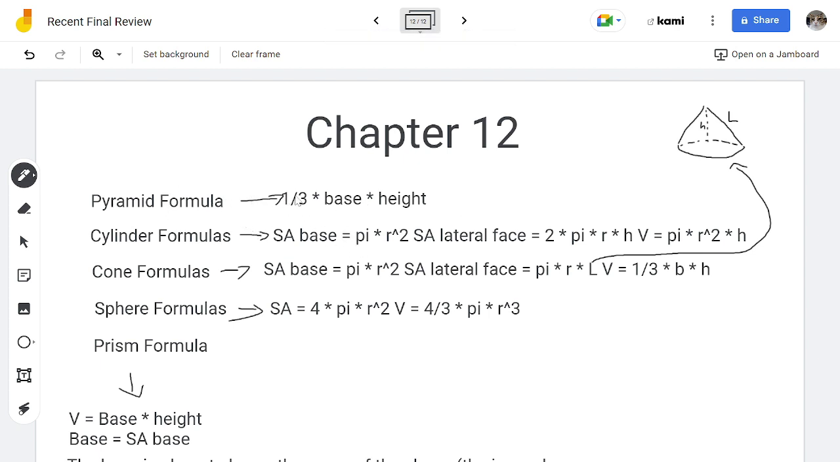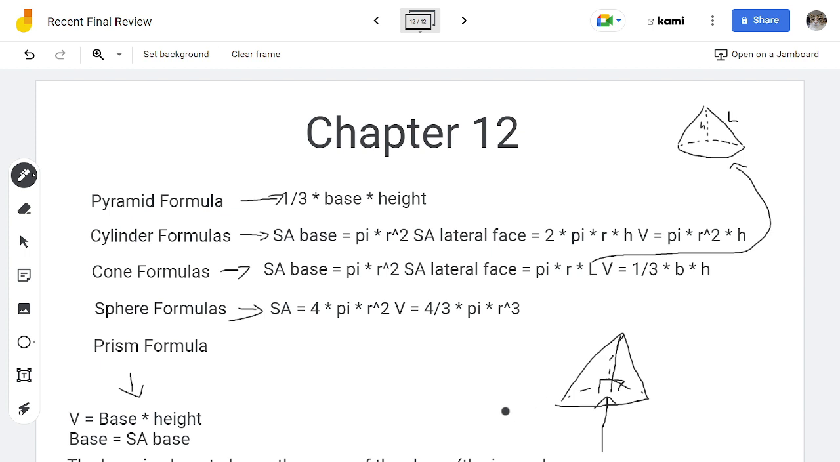So to find the volume, it's 1/3 times base times height, and the base in this case will be the area of the entire base. Let me draw one out here. It'll be the area of this entire part times the height, which extends down to the middle of the shape and creates right angles. That's going to be the height. You multiply the base times the height, and you take 1/3.